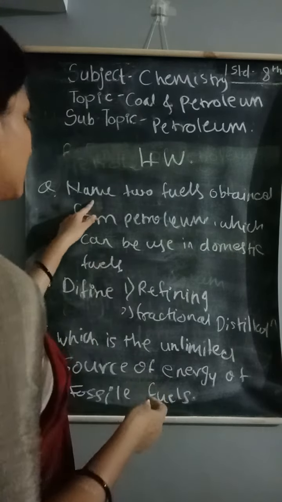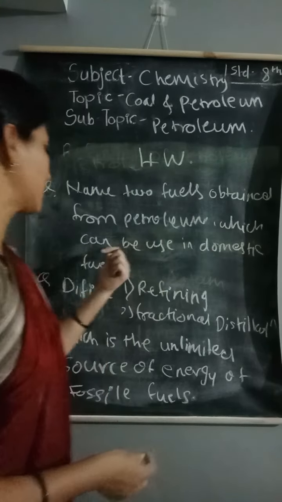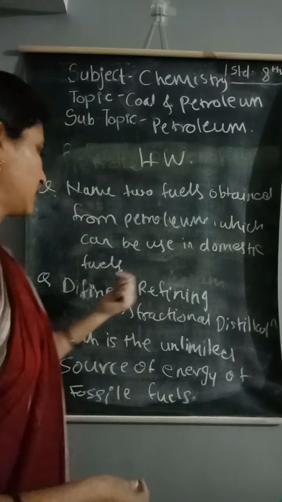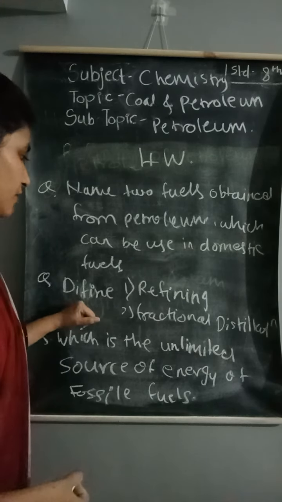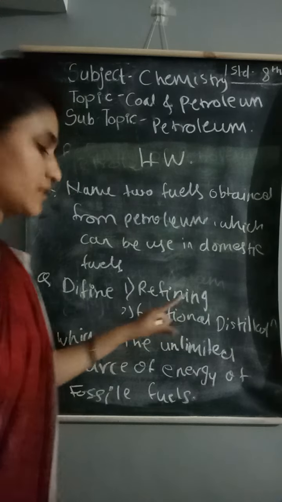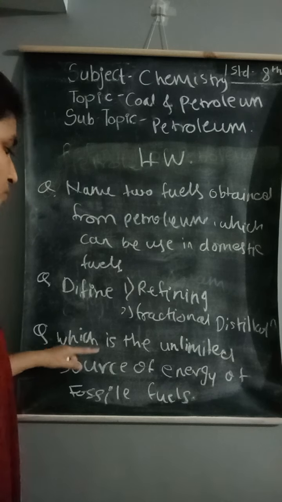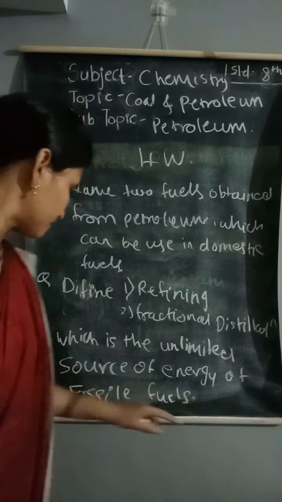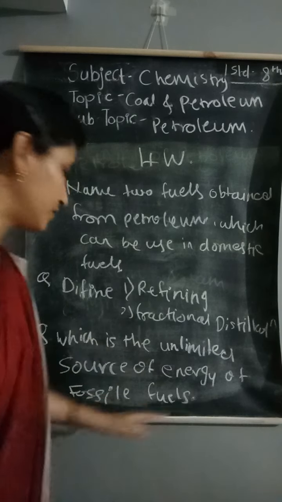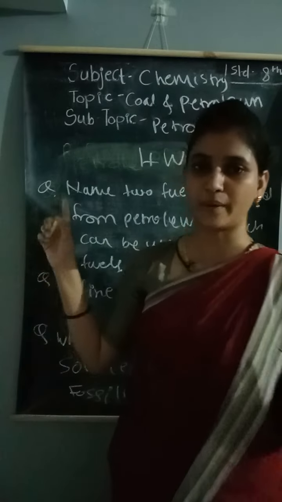The first question is: name 2 fuels obtained from petroleum which can be used as domestic fuels. Second question: define refining, and define fractional distillation. The third one is: which is the unlimited source of energy, the fossil fuel or another source? Those are the 3 questions you have to prepare.